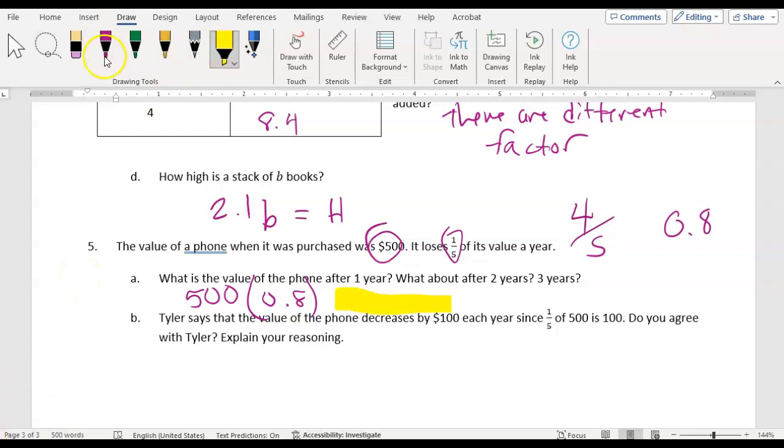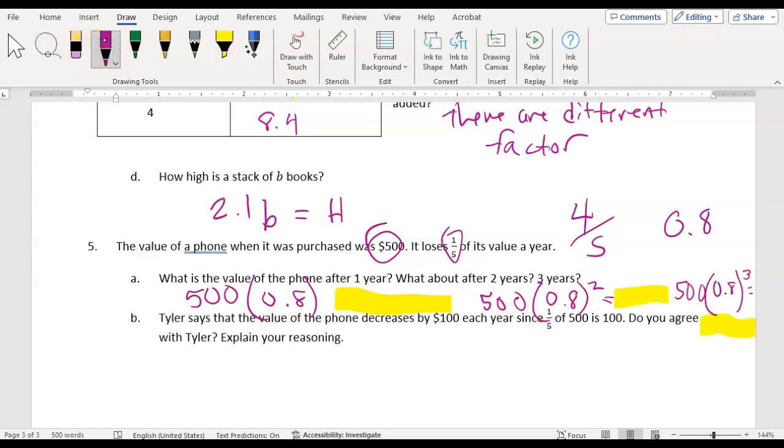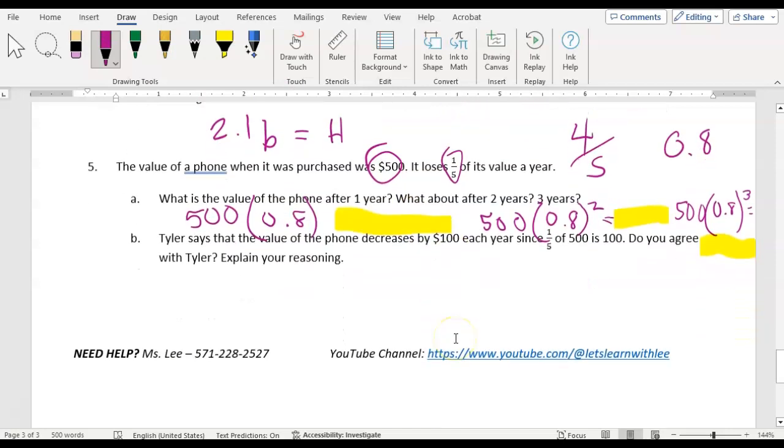And so remember that this is an exponential relationship. So for 2 years, we would do 500 times 0.8 to the second power. And in 3 years, 500 times 0.8 to the third power. So again, you can calculate these. I should see your answers there. That will tell me that you listened because you filled that out. All right, Tyler says that the value of the phone decreases by $100 each year since 1/5 of 500 is 100. Do you agree with Tyler?